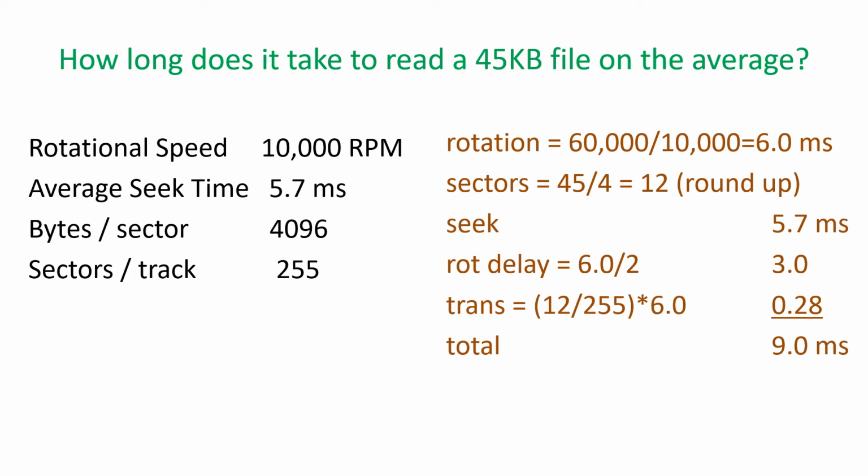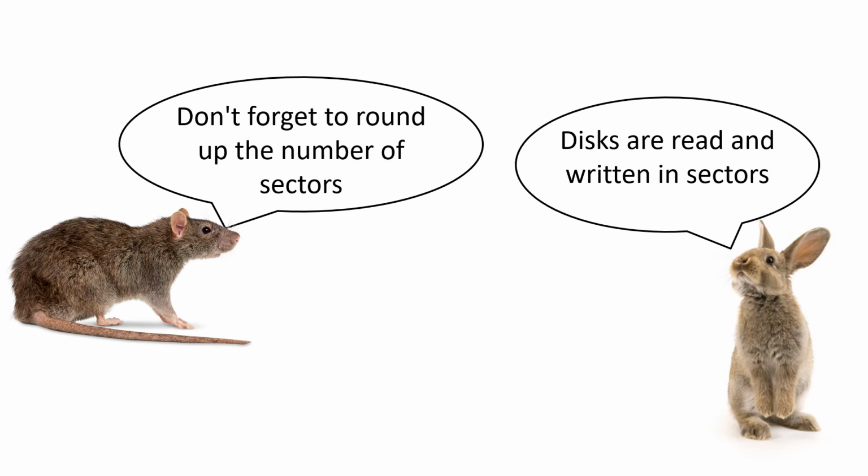The seek time was given to us as 5.7 milliseconds. Divide that 6 milliseconds by 2, and we get 3 milliseconds rotational delay. We calculated 12 sectors, divide that by the 255 sectors per track, and then multiply the result by that 6 milliseconds of rotation time, and we end up with 0.28 milliseconds. Add all the values together, rounding off to the nearest tenth of a millisecond, and we get 9 milliseconds.